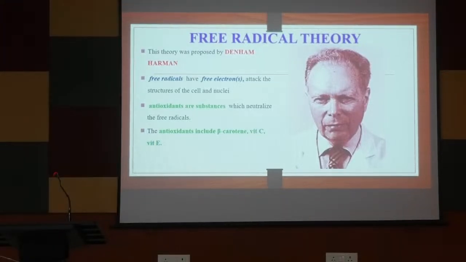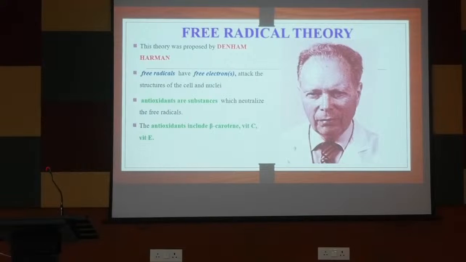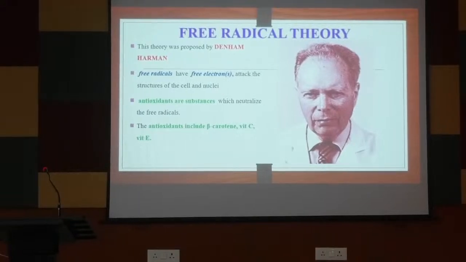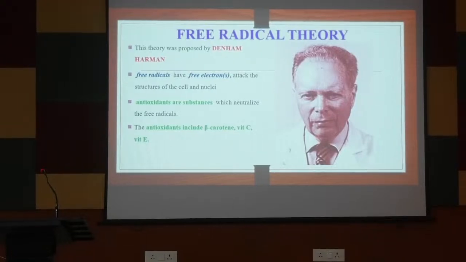How can I revive back from the free radical injury? There are some scavengers of these free radicals and free electrons. What are those scavengers? These are known as antioxidants. What are the antioxidants? Beta carotene, vitamin C. We can protect the cell from oxidation injury, oxidative stress. That is why they are known as antioxidants.